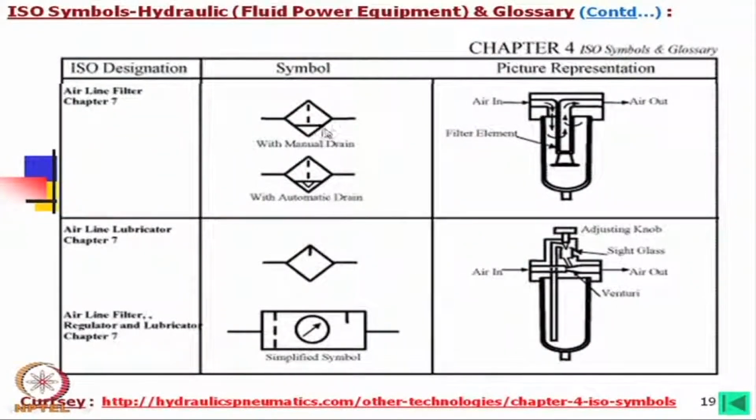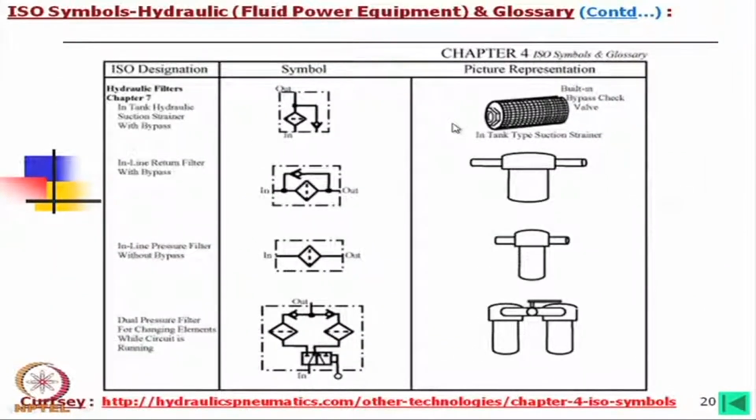Now, this symbol is for a filter, as you can see, with manual drain. In this case if this sign is added, then it is an automatic drain. And again, for the air line lubricator the symbols are like this, and then there is this, called a strainer. Now, this is a strainer with a check valve, sometimes without a check valve.